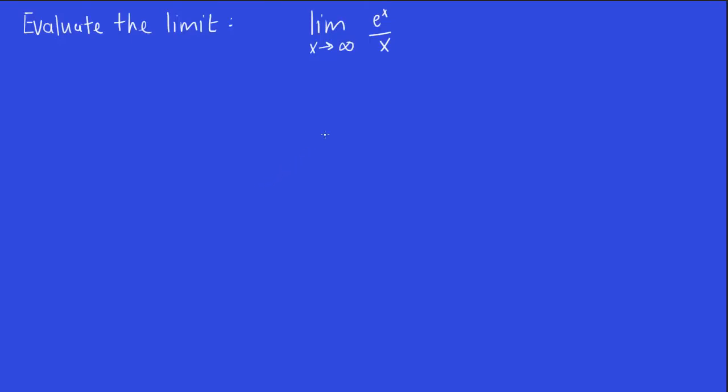Let's take a look at this limit here. When we have x going to infinity, e to the x also goes to infinity. And if x goes to infinity, of course, x goes to infinity. So the type of this limit is infinity over infinity, right? And that is an indeterminate form.